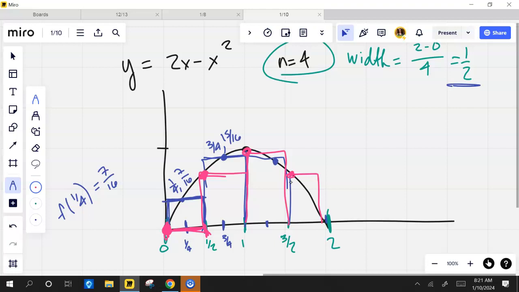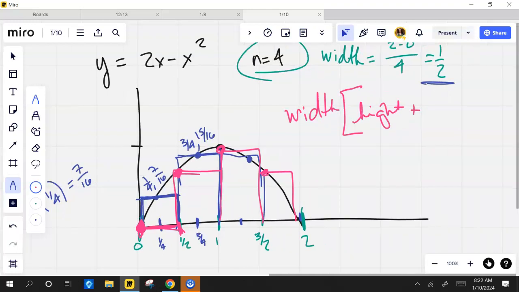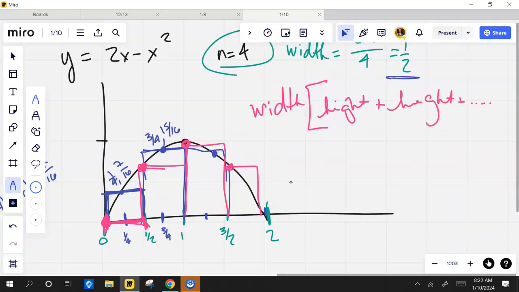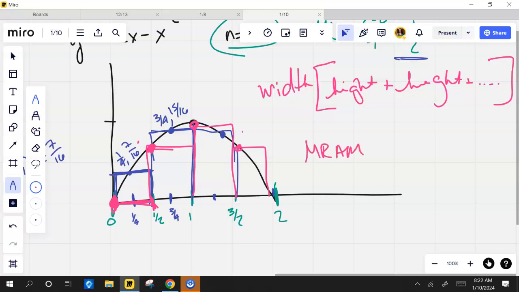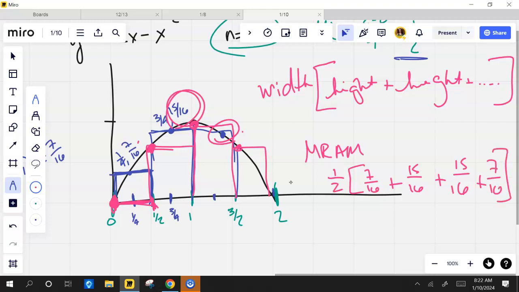Start from the left end of your boundary. Right RAM would be the right end. So what you're adding each time is always going to be your width, which is the same each time, right? So I can do the width and just multiply it all together times each height for however many heights that you have. And your height is going to depend on which RAM you use. So if I'm doing MRAM, my width is still a half, right? And then my height is going to be 7 over 16 plus 15 over 16 plus 15 over 16 plus 7 over 16. And I would add those together.